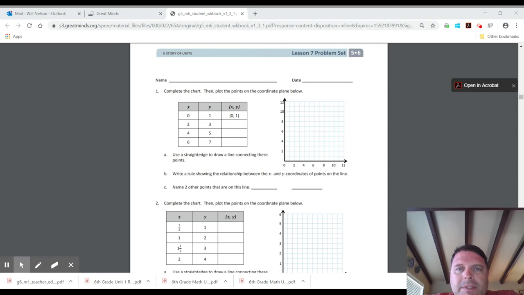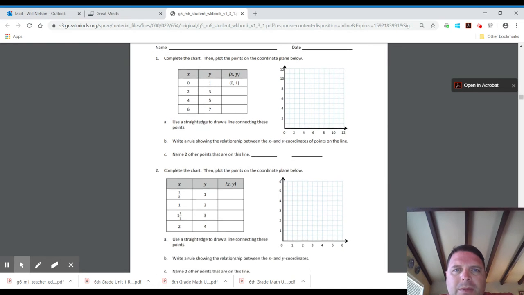All right. It's been a little bit since I was on. Lesson 7 is our next lesson. This one is going to be another one on plotting units. So we're going to start with this is lesson 7.